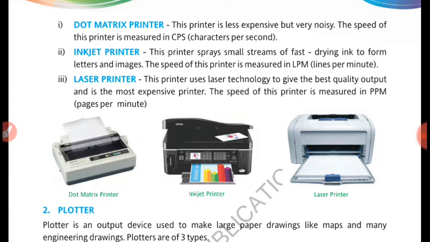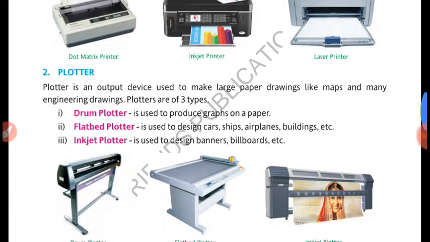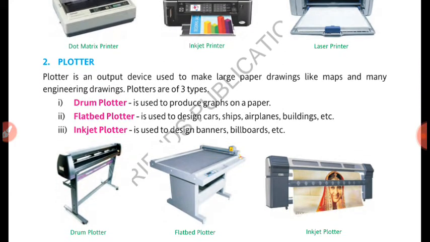Next is the plotter. The plotter is also an output device. You may ask what is the difference between a printer and a plotter. In a printer we get the printout on a small sheet of paper, but a plotter prints on a large sheet of paper, like maps, building drawings, graphs, like that. So this is the plotter. There are three categories of plotters: drum plotter, flatbed plotter, and inkjet plotter.